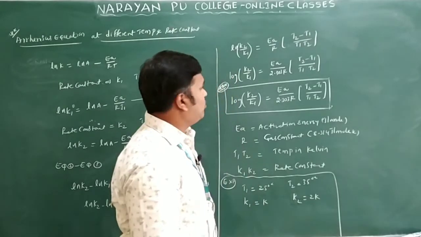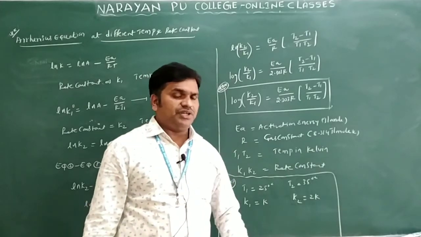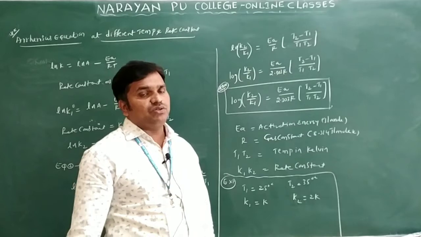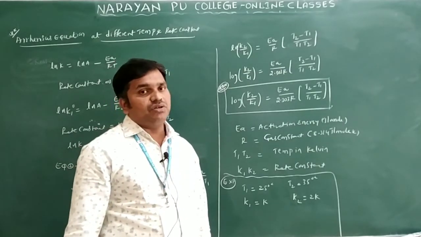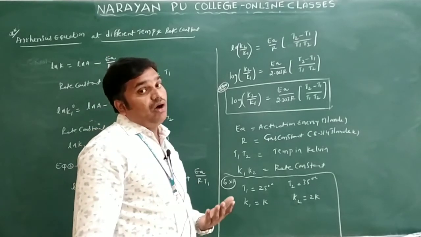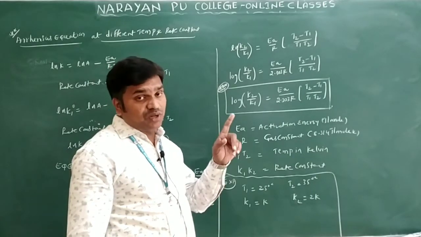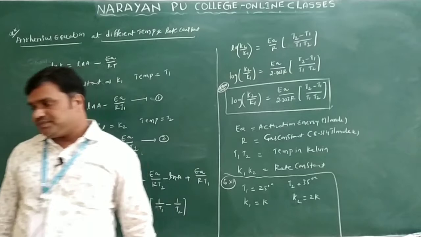So this is regarding the Arrhenius equation at different temperatures with different rate constants: log K2 by K1 is equal to EA by 2.303 R into T2 minus T1 by T1 T2. One more expression you got: log K is equal to log A minus EA by 2.303 R T. That is for a constant temperature, and the other is for different temperatures.